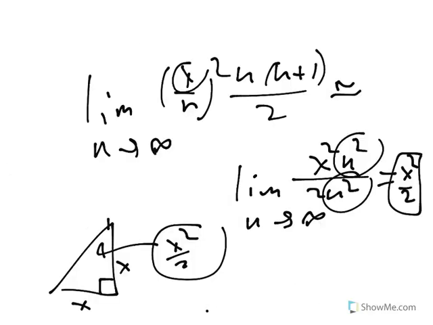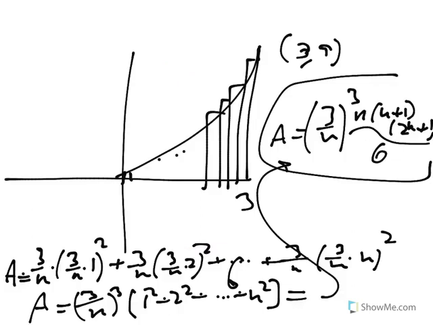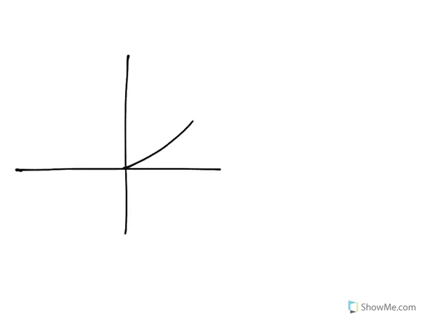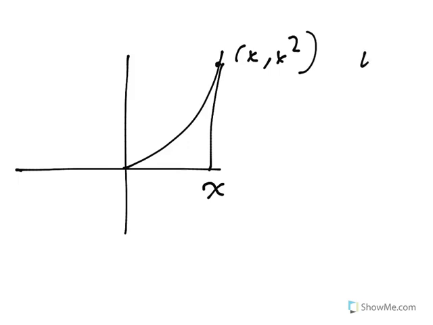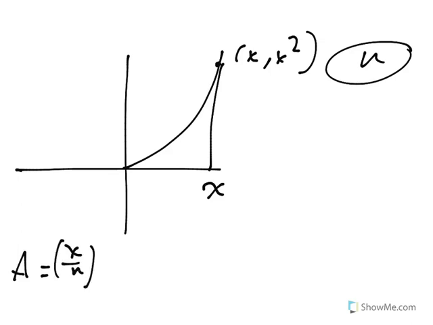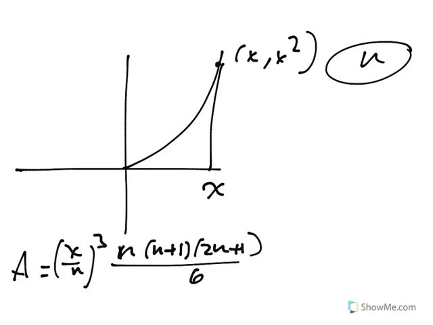Now, if I want to go even more generally with y equals x squared, I'm going to call the last point x comma x squared, and still make n divisions. When I do that, I end up with x over n cubed times n plus 1 times 2n plus 1 over 6.